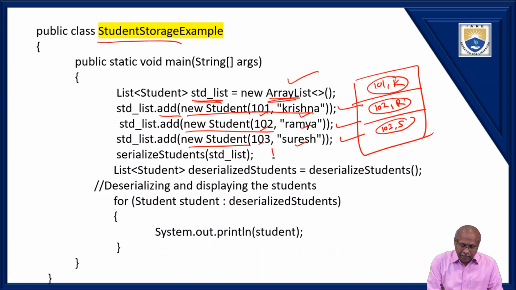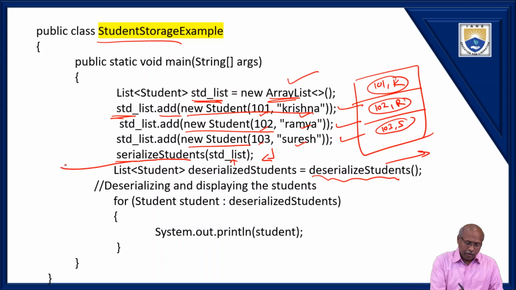Now this list I want to store in a file. For that I am calling a method called serializeStudents, which is a static method. This method will take the student list as a parameter, so I am passing the student list, and then it will write it to the file. After that comes deserialization, which means I have to get the data back. For that I am calling a method called deserialize. These are my user defined methods.